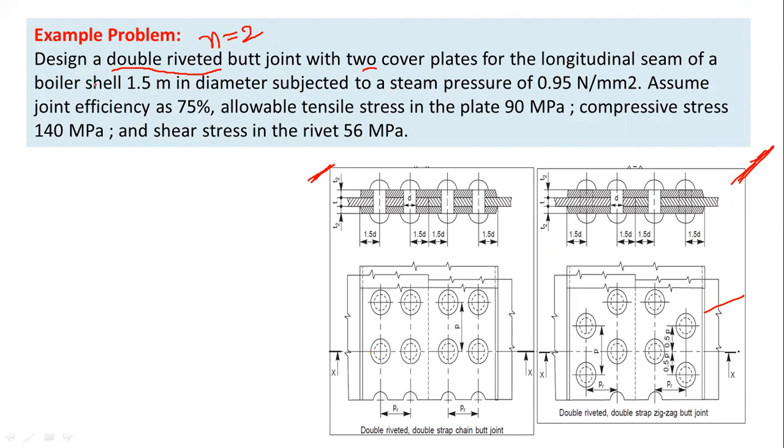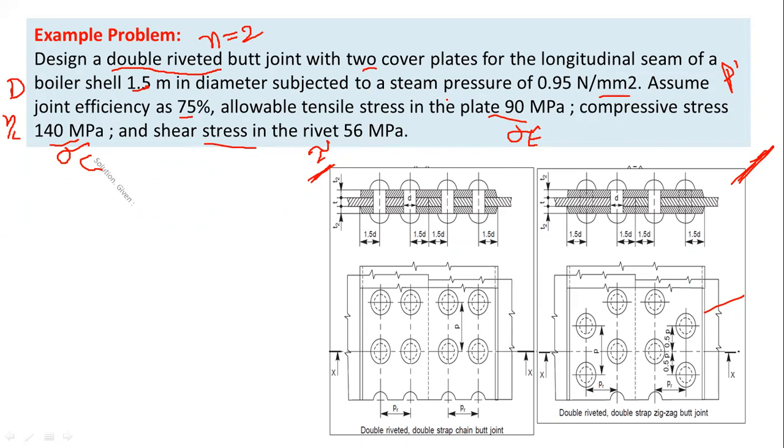Okay, here the diameter of the boiler shell is 1.5 meters. That is capital D, equal to the diameter of the boiler shell, and this one is the maximum inside pressure P dash. And this one is the longitudinal joint efficiency, zeta L, and this one is tensile stress, sigma T, and this one is compressive stress, sigma C, and this one is the shear stress, that is tau equal to 56 megapascal.